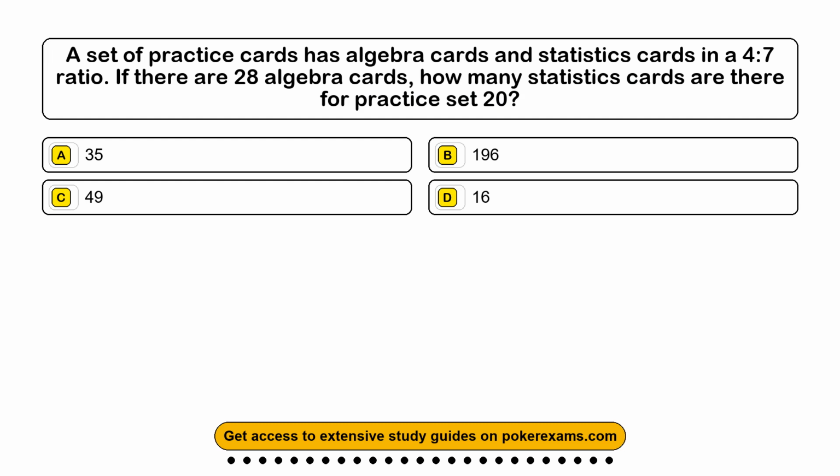Question 4. A set of practice cards has algebra cards and statistics cards in a 4:7 ratio. If there are 28 algebra cards, how many statistics cards are there for practice set 20? Option A 35. Option B 196. Option C 49. Option D 16.